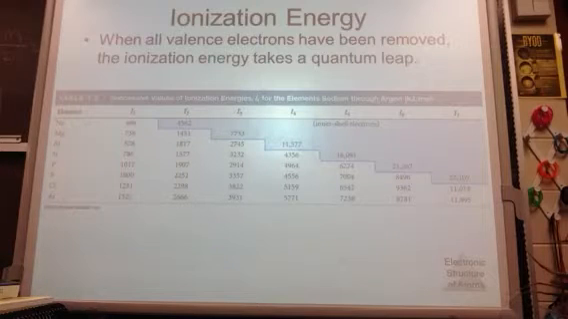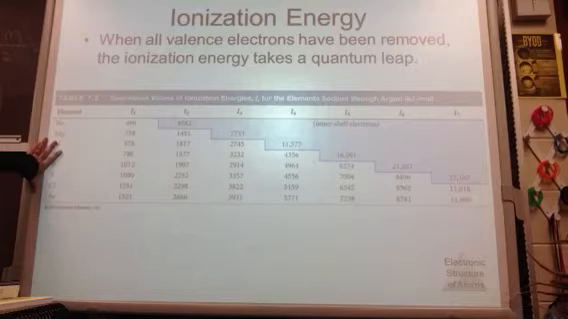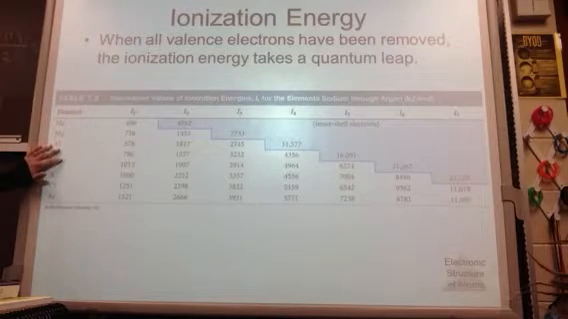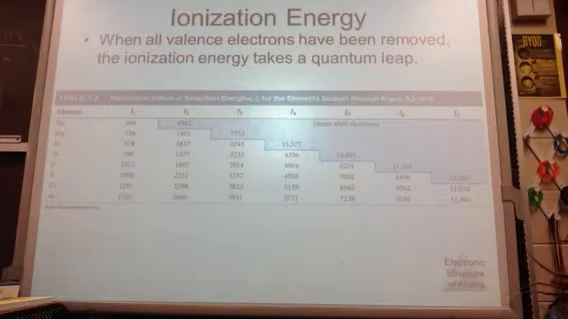Well, what does that mean? What does it mean to take a quantum leap? Well, it requires more energy to remove each successive electron. And according to this table here, it is important to notice that there's a huge increase in ionization energy when an inner shell electron is removed.